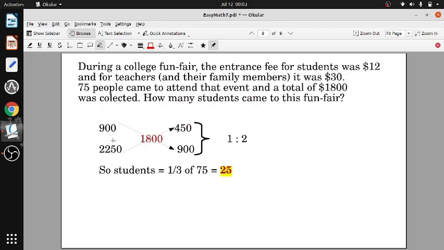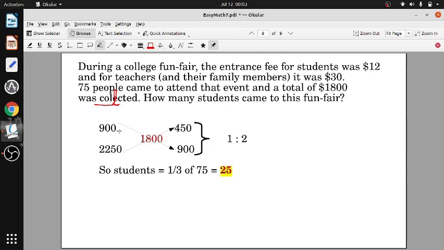During a college fun fair, the entrance fee for students was $12 and for teachers it was $30. 75 persons came to attend the event and a total of 1800 was collected. How many students came to this fun fair?